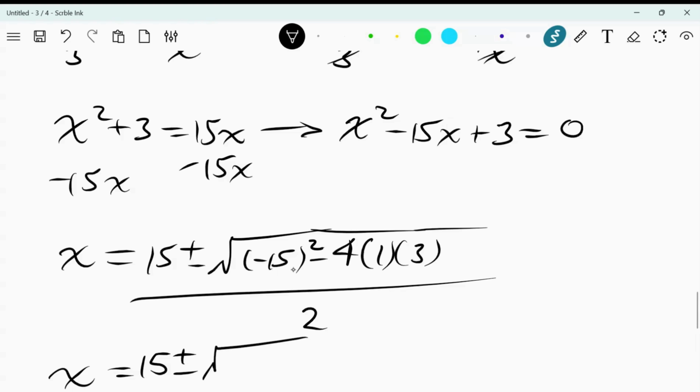All right, so we have a 15 squared that gives us a 225 minus a 12 will give us a 213 divided by 2. All right, so final answer, x is equal to 15 plus or minus the square root of 213 divided by 2.